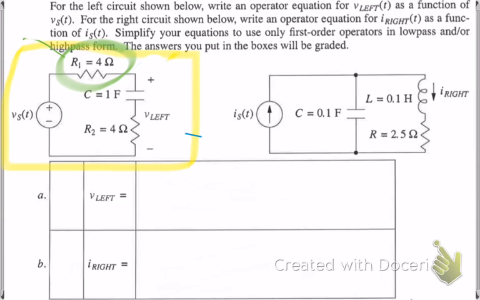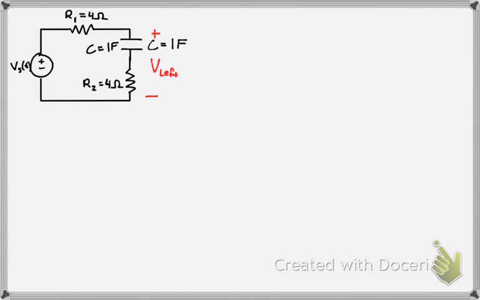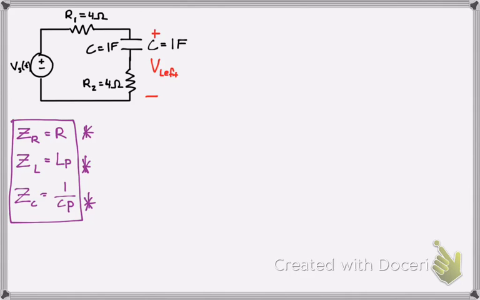So here we have, I'm going to call this Z1, the impedance of that resistor, and I'm going to call the two components here, the capacitor and the resistor in series, Z2. Here I just redrew the circuit, and we're looking for the voltage left, as it's called here. Just a reminder, the impedance of a resistor is R, the impedance of an inductor is L times the operator p, and the impedance of a capacitor is 1 over Cp.